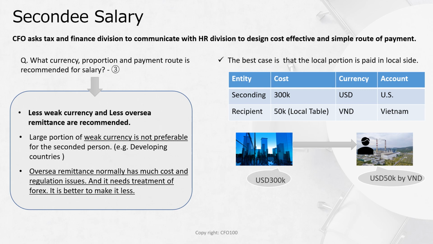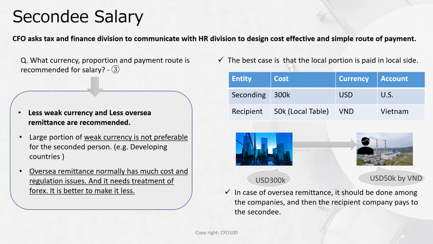Still, if some portion needs to be paid from the seconding country to the recipient country, overseas remittance should be done between the company and the company. Then the recipient company pays the money to the seconded person as local currency. This route is the best to avoid the complicated process of international remittance.